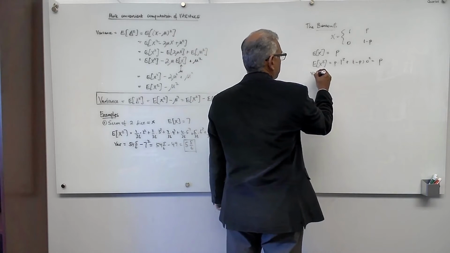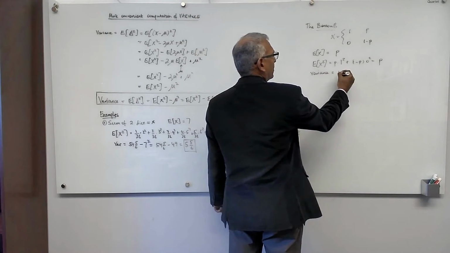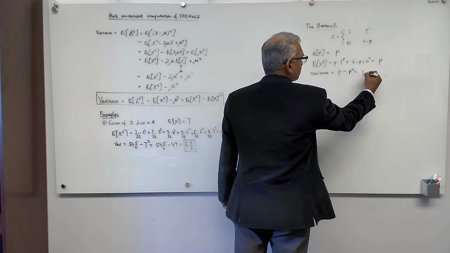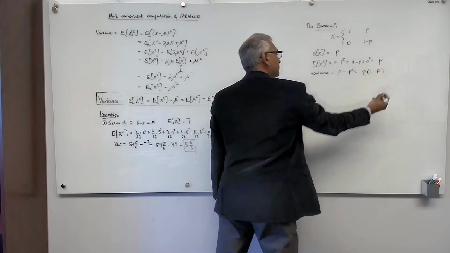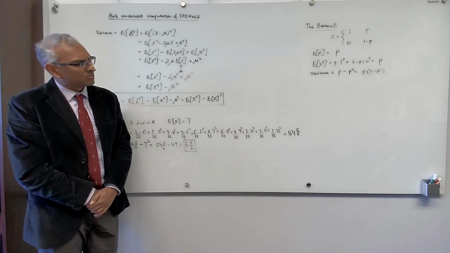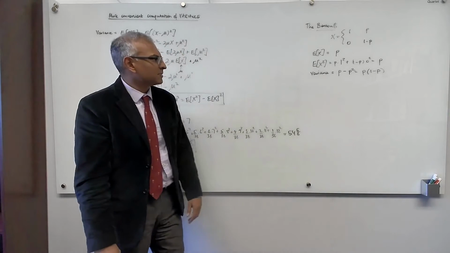The variance is equal to the expected value of the square, p, minus the square of the expected value, minus p squared, which is p times 1 minus p. Okay? So that's a useful formula to sort of have in your pocketbook. The variance of a Bernoulli. It's p times 1 minus p.